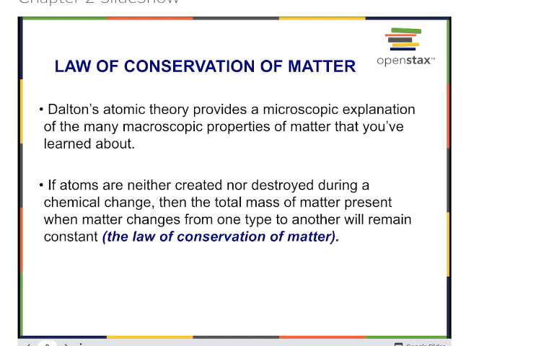The basic concept of Dalton's atomic theory provides a microscopic explanation of the many macroscopic properties of matter that you've already learned about. If atoms are neither created nor destroyed during a chemical reaction, the total mass of matter present when chemicals change from one type to another will remain constant. Therefore, when you're adding the relative amounts of oxygen, hydrogen, and carbon in a compound containing carbon, oxygen, and hydrogen, their masses should not be changed just because you created a chemical reaction.